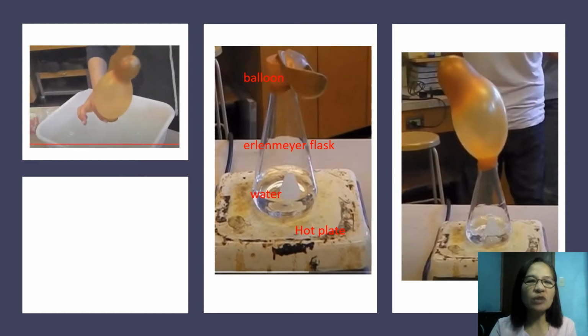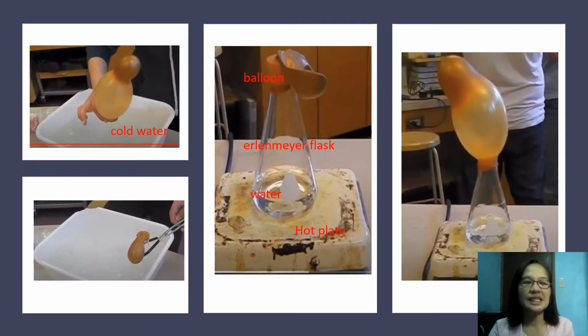Papaano kung etong si balloon na lumaki ang volume biglang inilagay sa cold water? Ano kaya ang mangyayari ngayon sa volume ng balloon? Yan, very good. Lumiit. Bakit nga lumiit ang volume ng balloon? Kasi nagbago ang temperatura, bumaba ang temperatura. So, nakikita ngayon natin ang relationship ni volume at ni temperature.